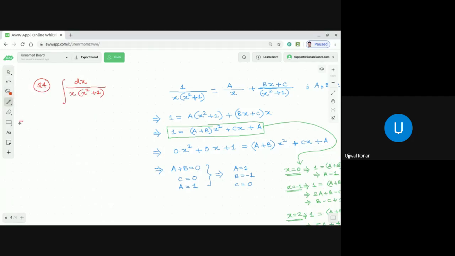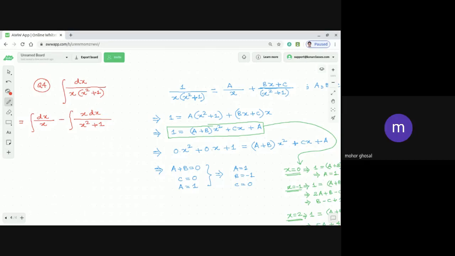So this is equal to what? Integration of dx by x, correct or not? Plus bx plus c, where b is minus 1 and c is 0. So that means I can write here: c is 0, b is minus 1, so the minus I took out. So x dx divided by x square plus 1. Am I right? Yes. Clear or not clear? Yes.